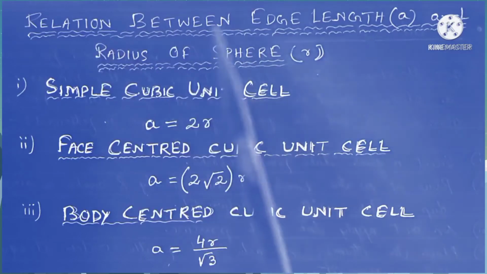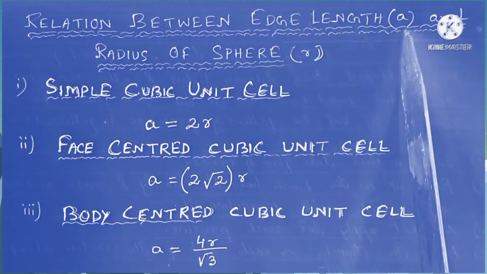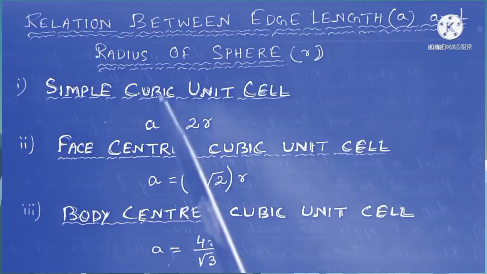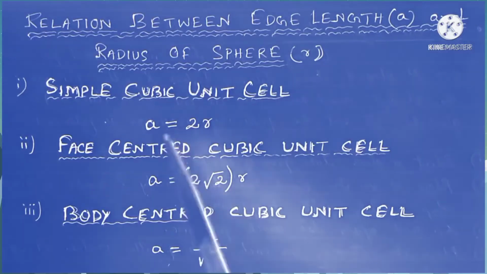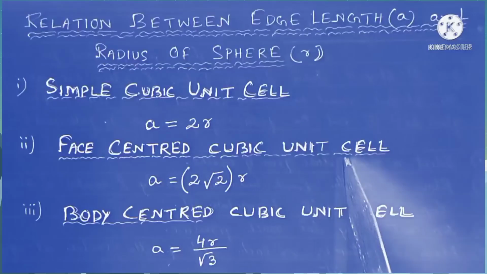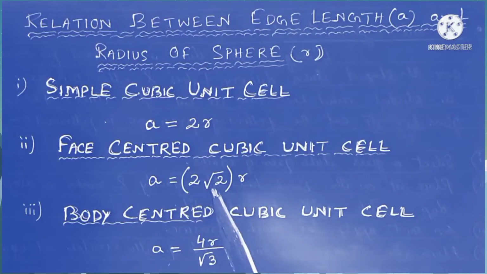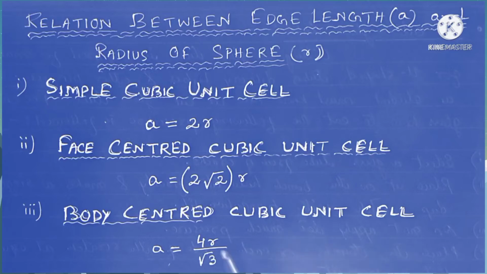As you know, the relation between edge length and radius of sphere. Here edge length is denoted by A and the radius of sphere is denoted by R. In case of simple cubic unit cell, edge length A is equal to twice R. Face centered cubic unit cell, here edge length A is equal to 2 root 2 R. Similarly, in body centered cubic unit cell, edge length A is equal to 4R divided by root 3.